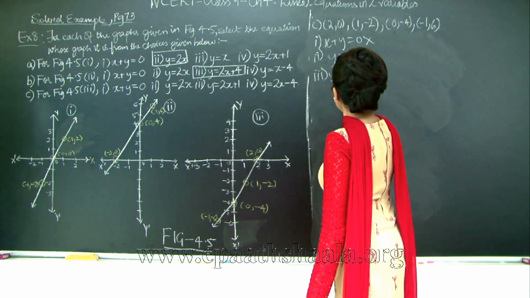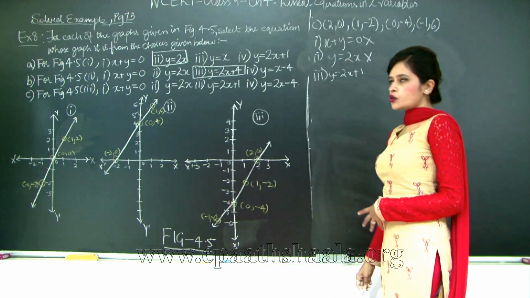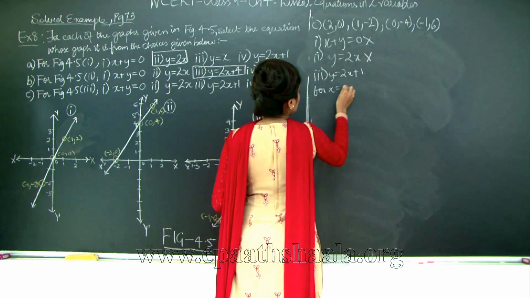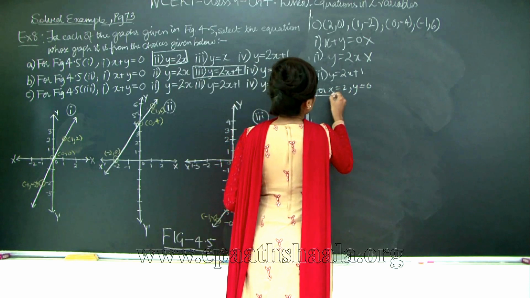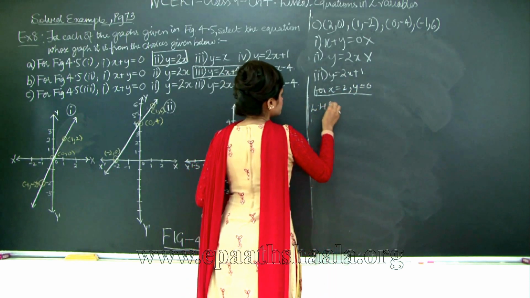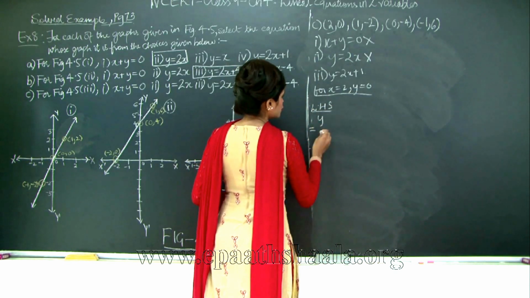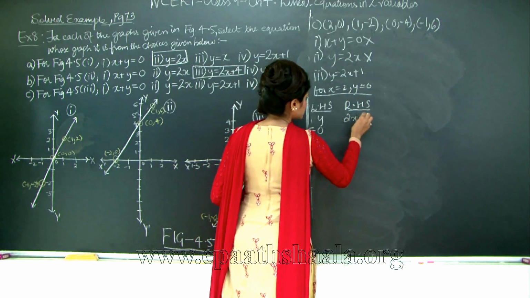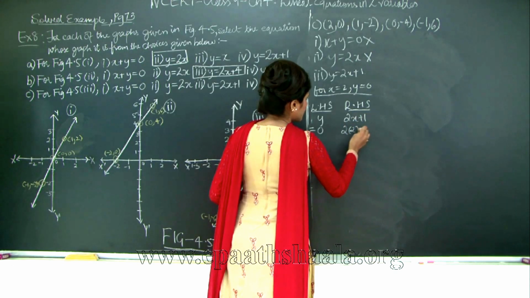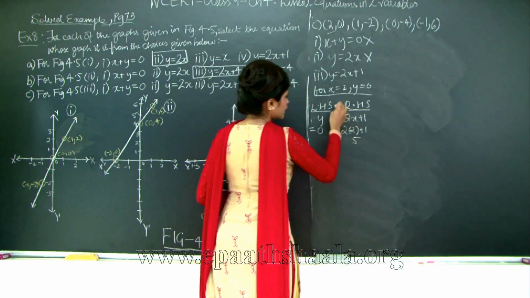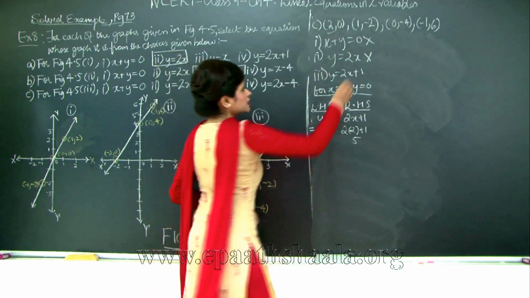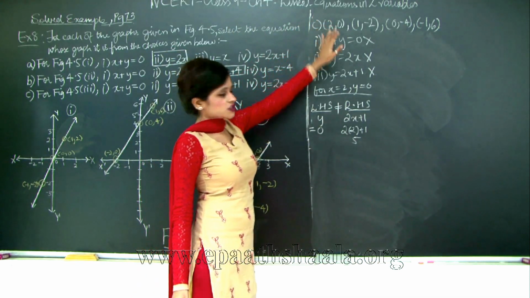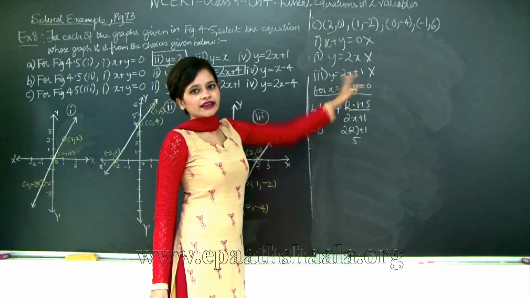y is equal to 2x plus 1. This one looks tricky, so we'll just go ahead and solve it. I'll take this coordinate for now: x is equal to 2 and y is equal to 0. What is my left hand side? y, which is equal to 0, and my right hand side is 2x plus 1, which is 2 into 2 plus 1, which is 5. Therefore left hand side is not equal to right hand side, so this equation is also ruled out. That means there exists at least one coordinate, in this case this one, which does not satisfy the equation of the line y is equal to 2x plus 1.